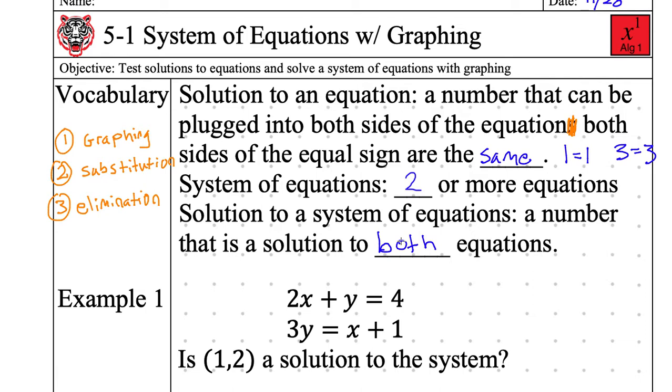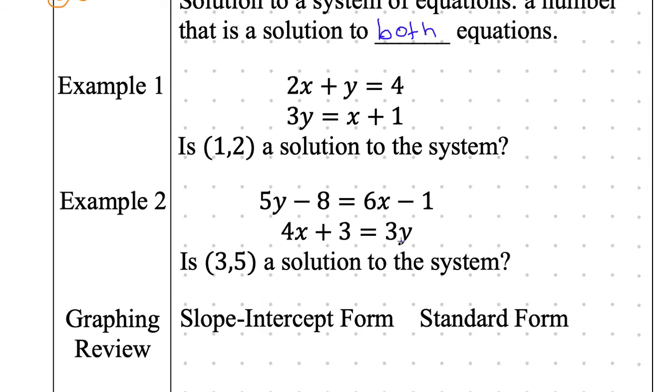All right, let's give this a shot. We have example number 1. Again, the x coordinate here is 1, so write an x above that. The y coordinate is 2. It always goes x, then y. X is first, y is second.